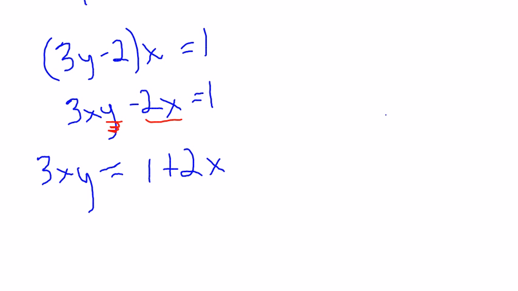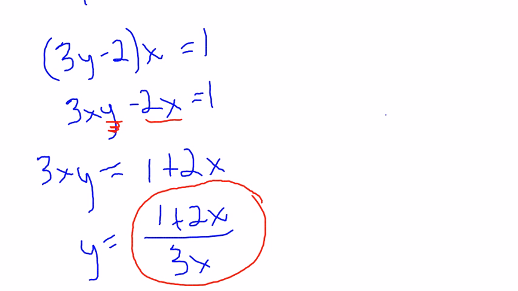Now I'm going to divide by 3x, and that gives me y equals 1 plus 2x over 3x. This is an acceptable answer. I would take this. This is fine. You can stop here. If you see those x's and you decide you want to cancel them, you need to separate it out into 2 separate pieces. So let me clarify that. I would take this as an answer for f inverse of x.